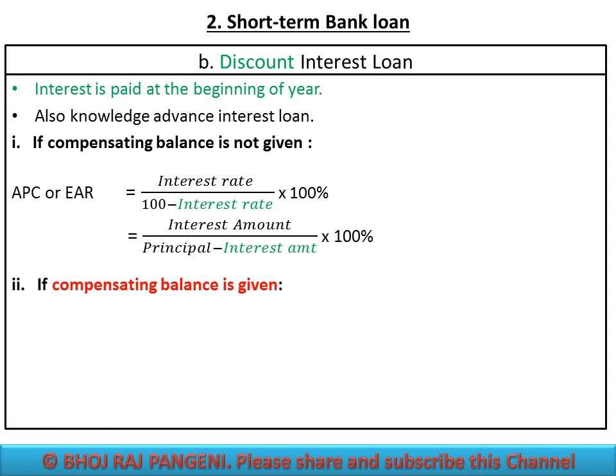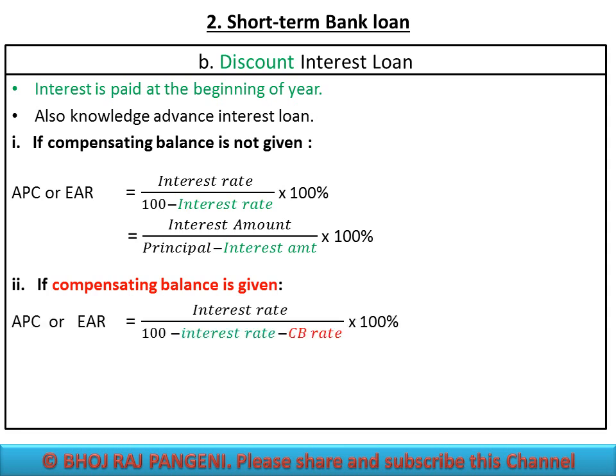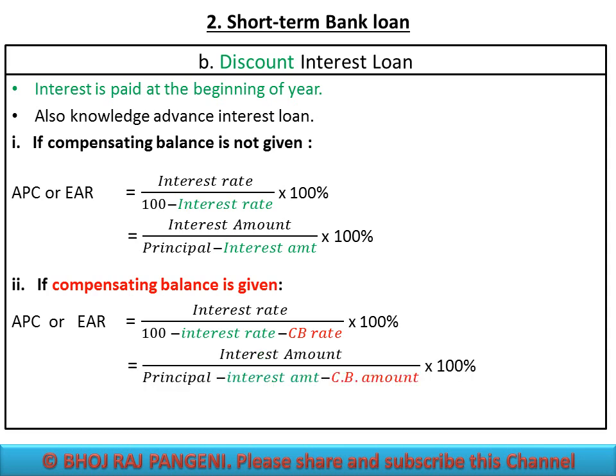And number point two, if compensating balance is given, then you have to deduct it. Interest rate divided by 100 minus interest rate minus CB rate. Okay, there is a less. In the discount interest loan, the interest is deducted, and if the compensating balance is given in the question, then the CB rate is also deducted. If the CB rate is not given, then you don't have to deduct it. This formula is the amount formula, interest amount divided by principal minus interest amount minus CB amount. You can use any one of them, okay? You don't have to use both formulas. The first one is easier and the second one is a little bit lengthy.